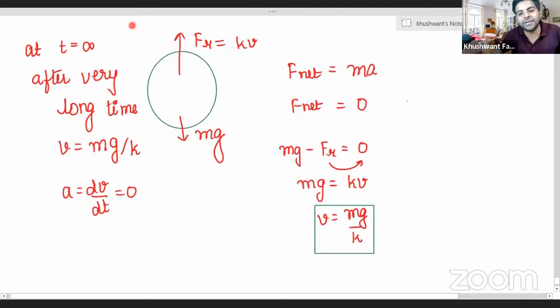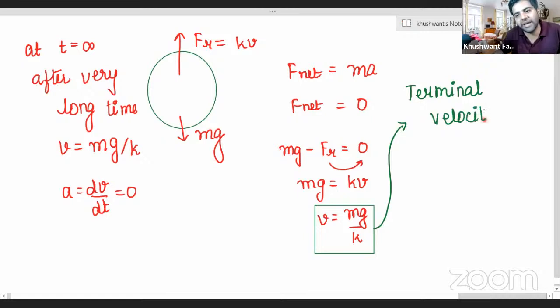Write this, everybody, into your copies. This is called terminal velocity. Okay, write this into your copy. This is terminal velocity, which is the constant velocity attained by the body after a very long period of time, attained by the body.